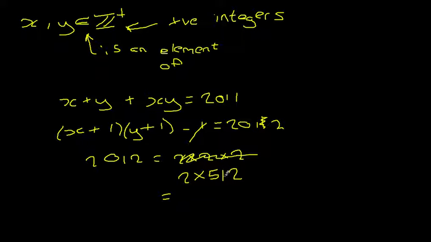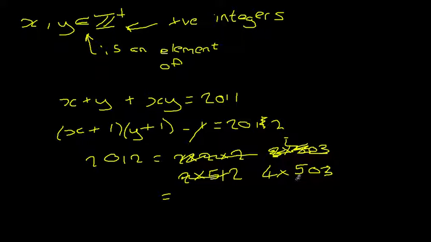So 512, that's 2 times 256, which is 4 times 128. Oh wait, is this a power of 2? Something's gone wrong. It's not 512. I'm getting confused with powers of 2. My bad. Okay, this is 2 times 1006, which is 2 times 503, I think. Sorry, 4 times 503. Sorry, this is getting messy. Let me write it out again. Okay, this is 4 times 503.